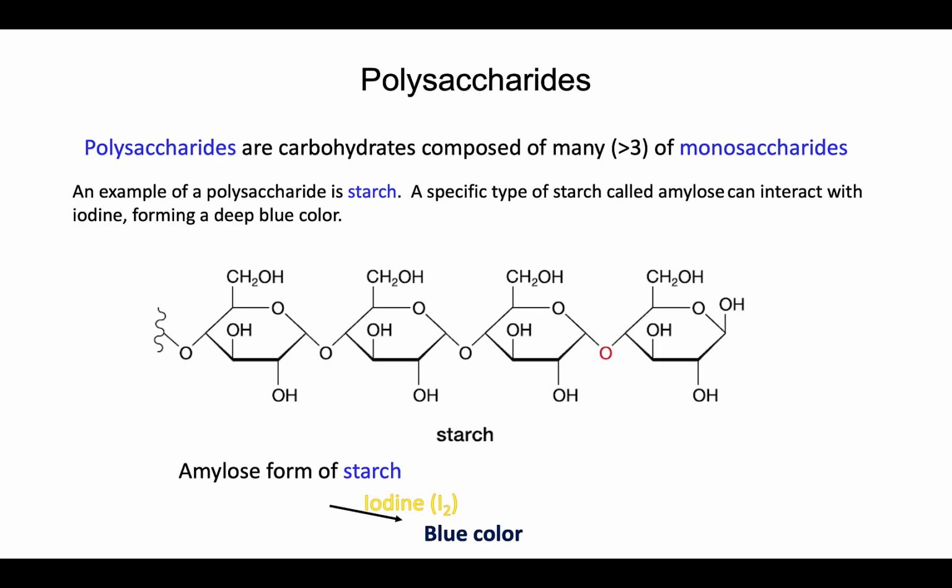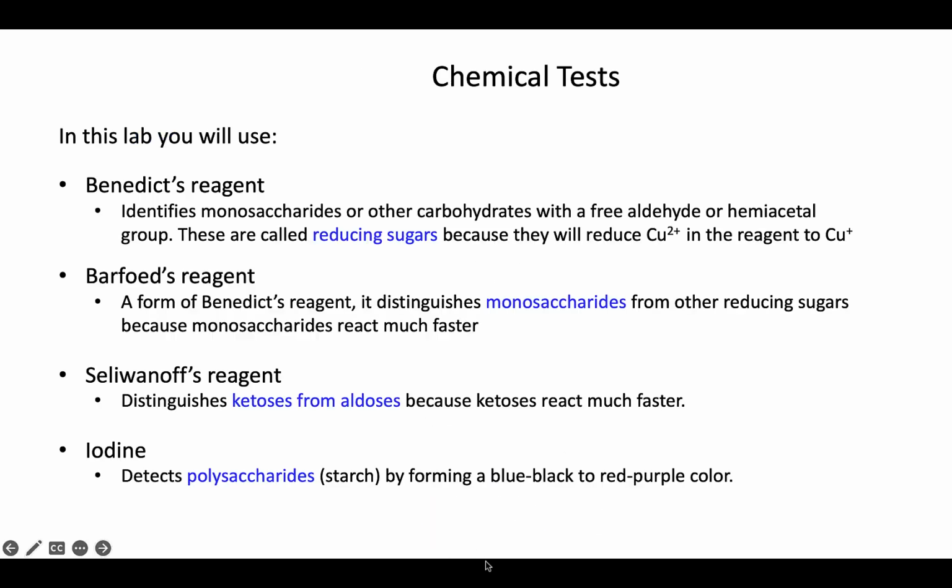Polysaccharides are carbohydrates that are composed of many, that is, more than 3 monosaccharides. An example of a polysaccharide is starch. There is a specific type of starch called amylose that is able to interact with iodine, and when it does, it forms a deep blue color.